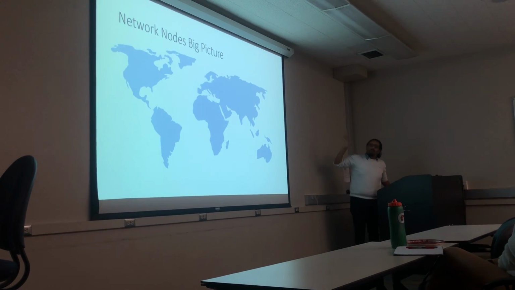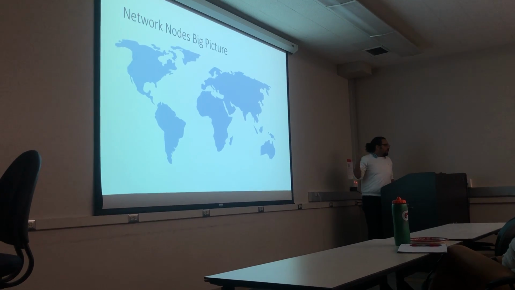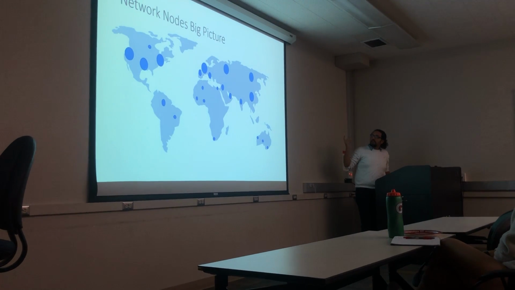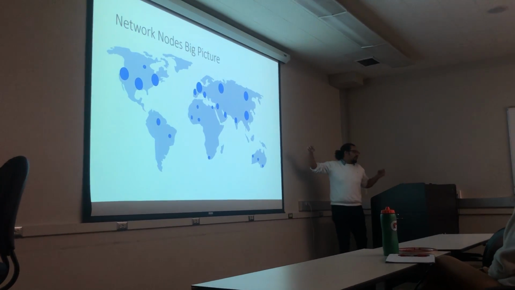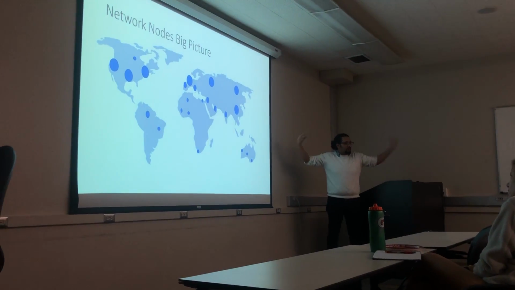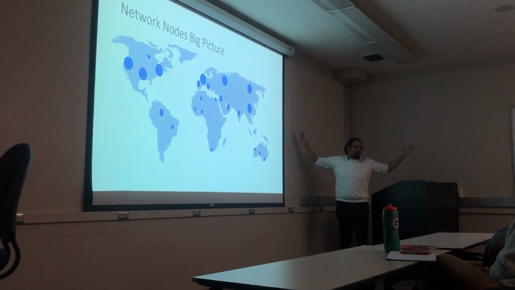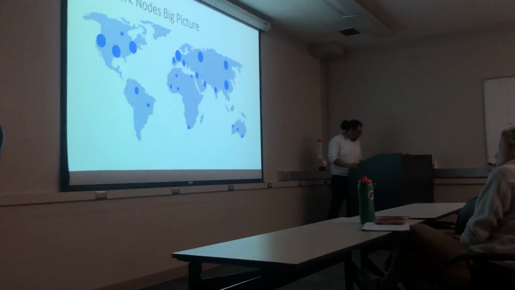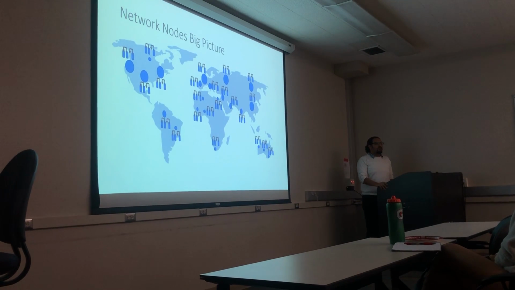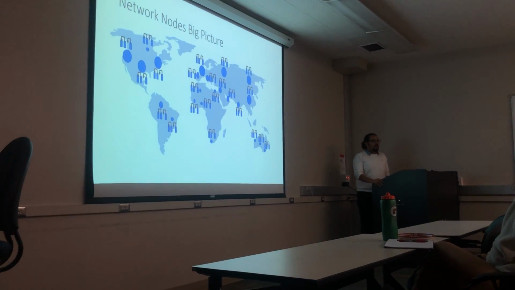So let's take the big picture. We have nodes who are maintaining the chain. We're using different circle sizes to refer to different computing power. So each node, the bigger the node, the more computing power it has. And then each has its own copy of the blockchain, right?